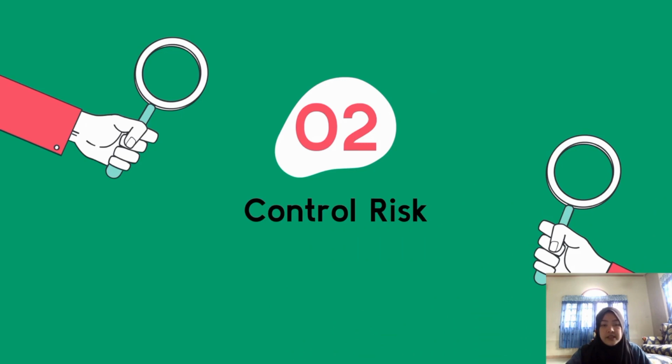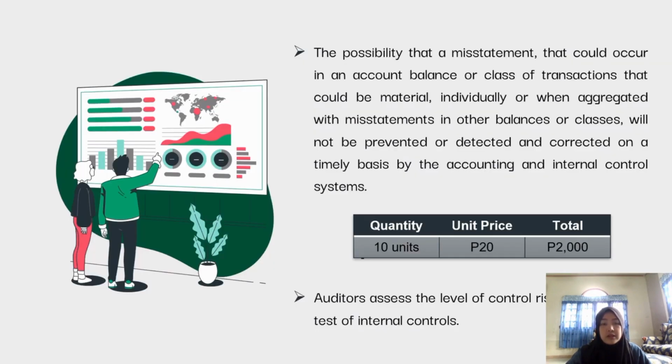Then let's talk about the second component of the audit risk model. It is the control risk. Control risk is the possibility that a misstatement that could occur in an account balance or class of transaction that could be material, individually or when aggregated with misstatements in other balances or classes, will not be prevented or detected and corrected on a timely basis by the accounting and internal control system.